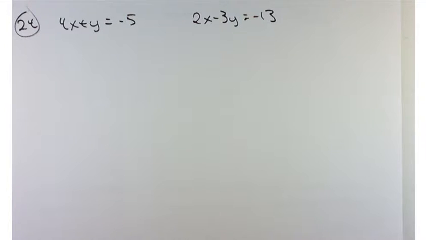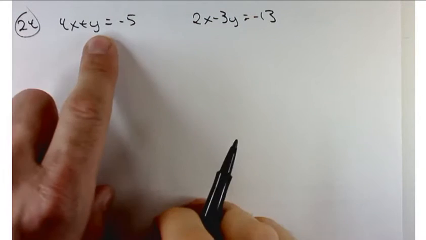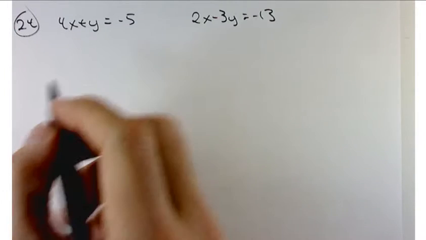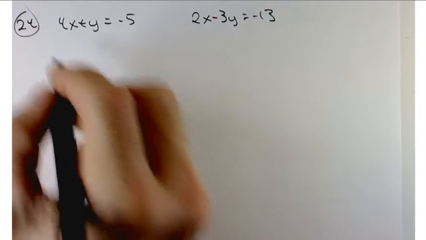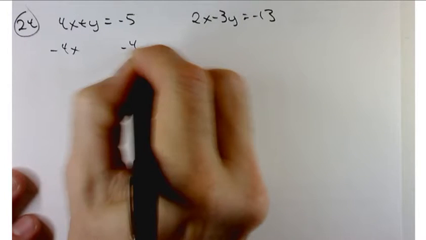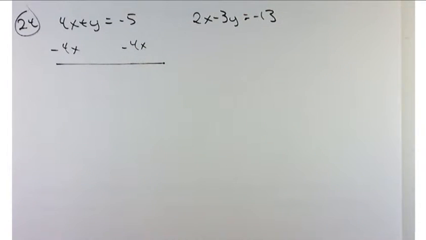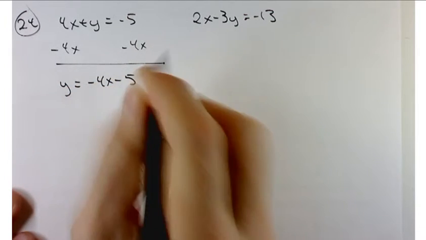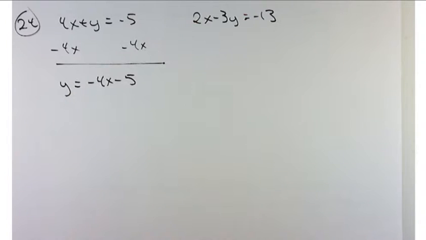First equation, and what variable? y. So what am I going to do to get the y by itself here? Yeah, perfect. So I'm going to subtract 4x from both sides. That gives me y equals -4x minus 5. If you write -5 minus 4x, that's fine. It's still going to work out the same.